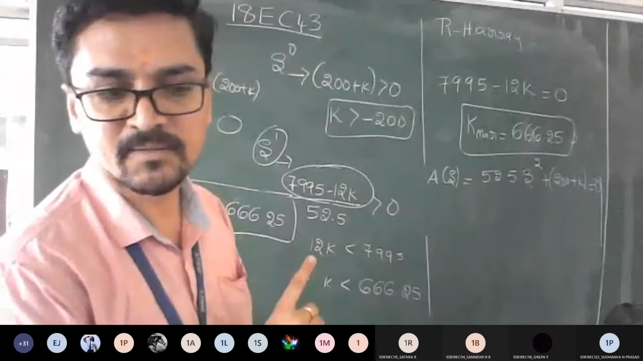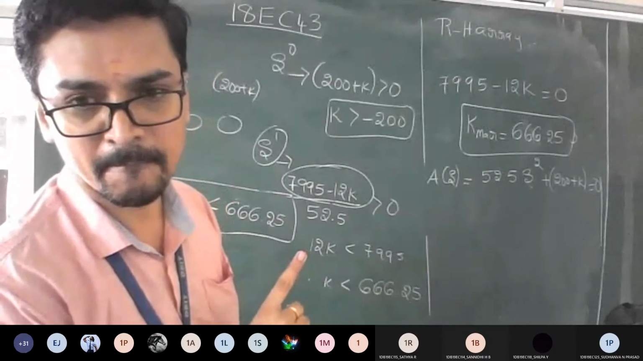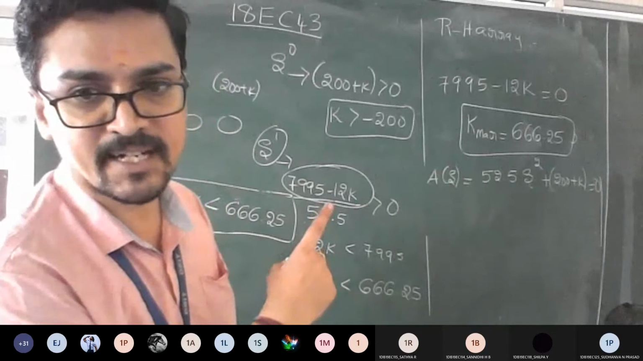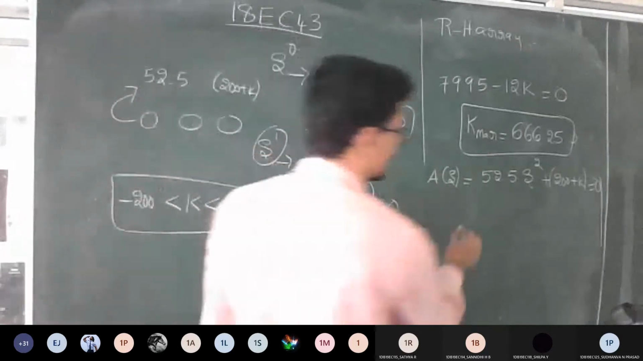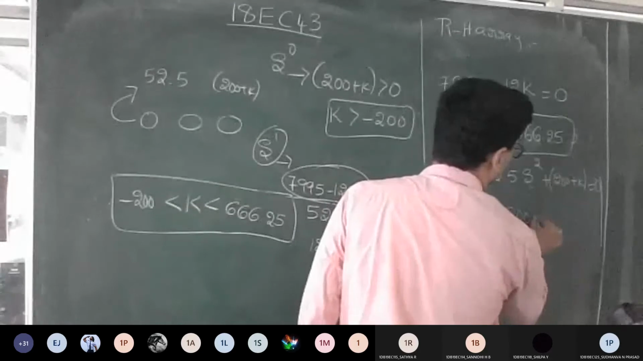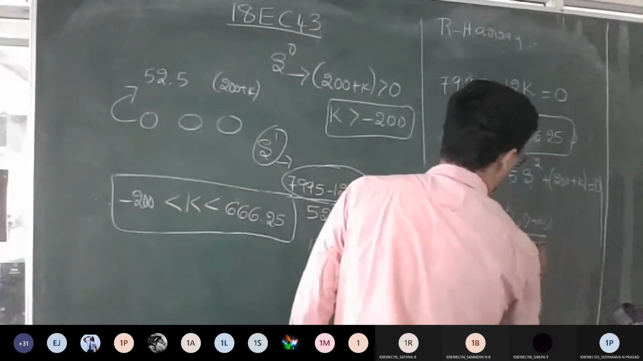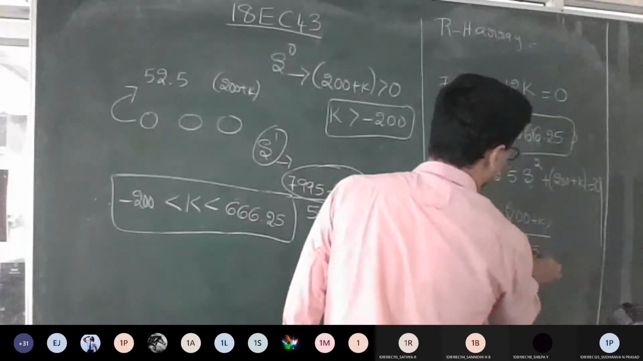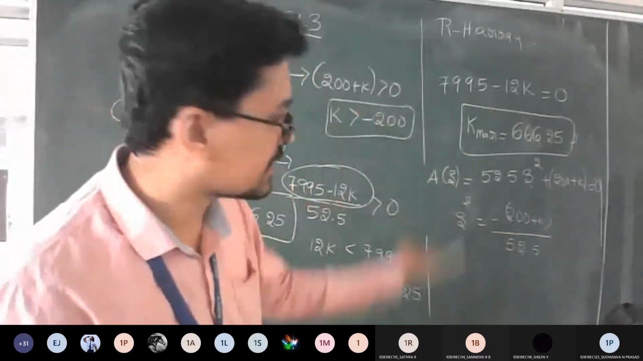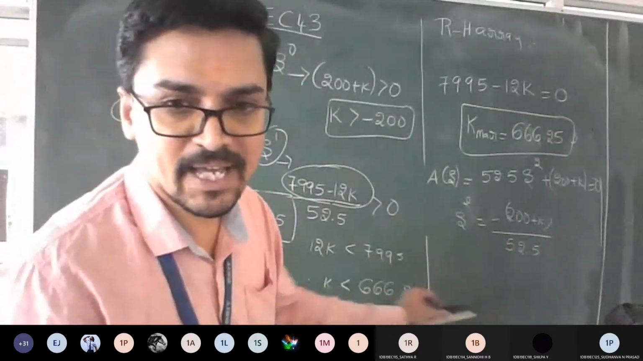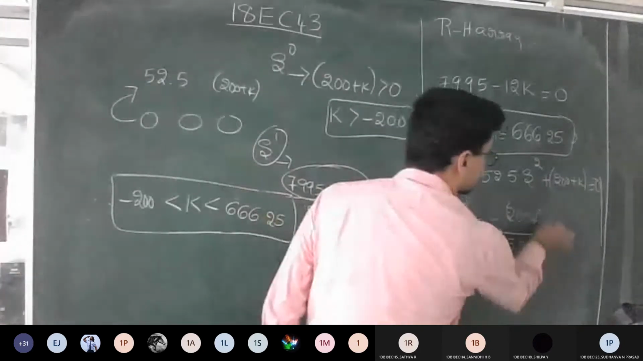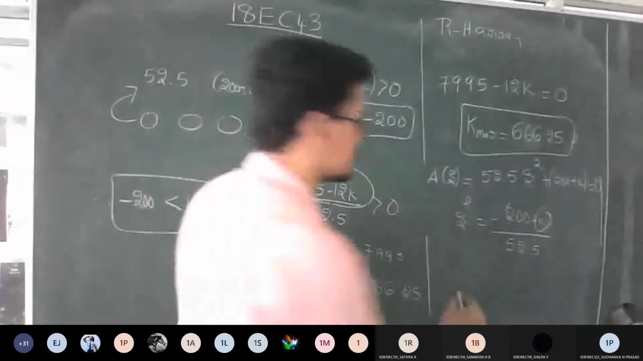Is it fine till here, everyone? Shall I proceed? Yes, sir. From this, can we get the value directly? I want only s square. So s square is equal to minus (200 plus k) whole divided by 52.5. So what is your k? You can substitute there. Whatever k margin you got, that itself is k. Just substitute that k as k margin and tell me what your s is now.